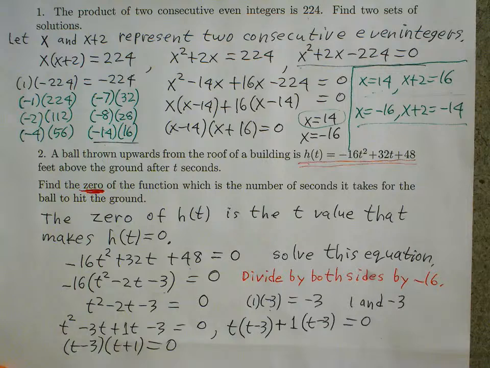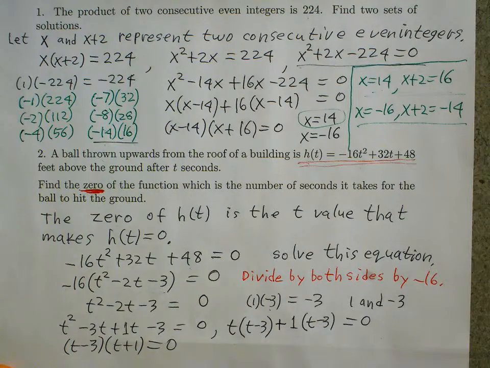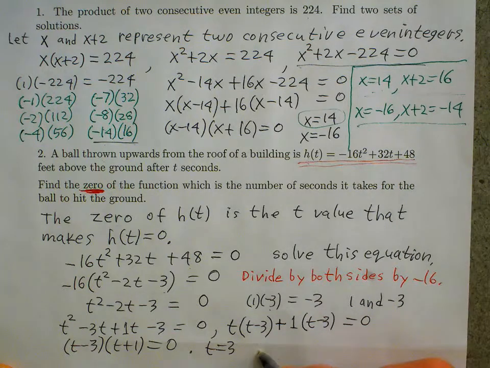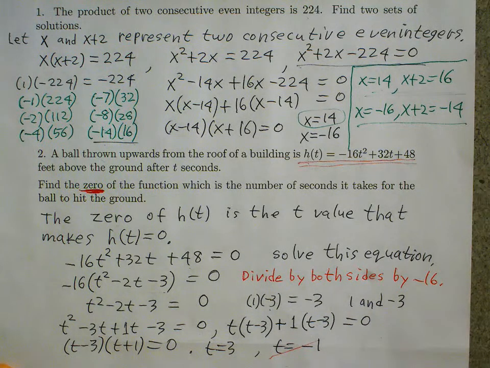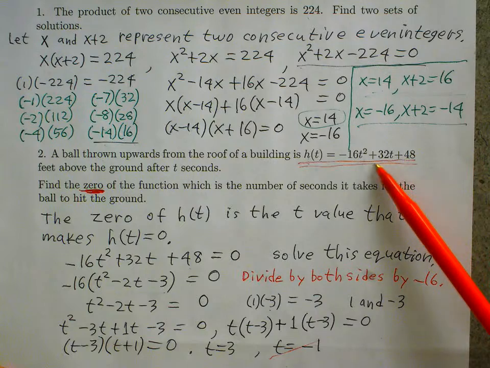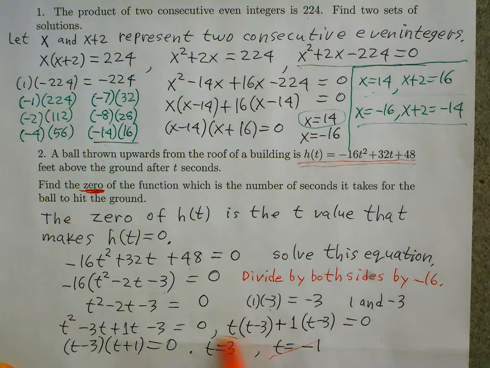This equation has two solutions, but for this problem, only one makes sense. t equals 3 seconds. The other one, t equals negative 1, doesn't make sense because time starts at t equals 0. So the answer that we want is 3 seconds. t equals 3 seconds.